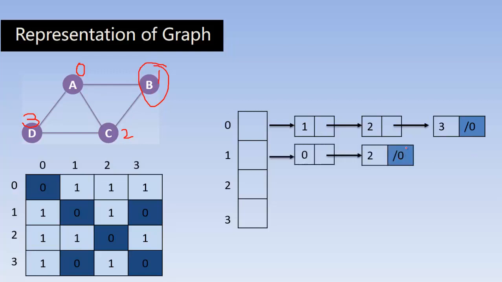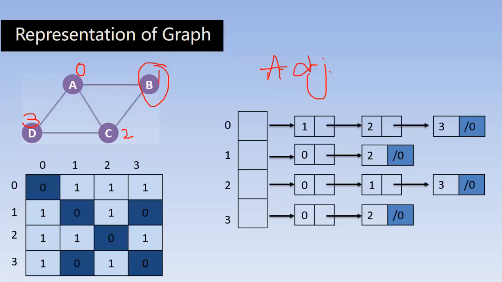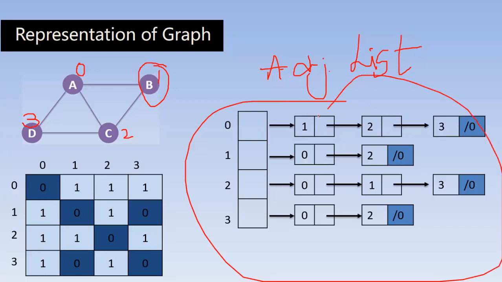Here the link or the pointer field of the last node contains null because there is no node associated with this one, right? So the node 2 is connected to the A node, I mean the node with 0, and the node 1 and the node 3. So node 3 contains null inside the pointer field, and node 3 is connected to the 0th node and the second node, right? So likewise, this is called the adjacency list representation, right? So this is called the adjacency list.